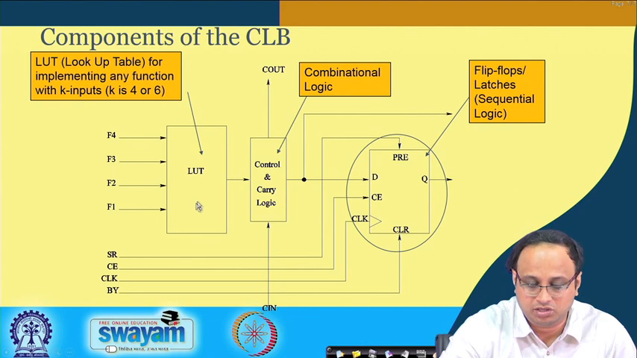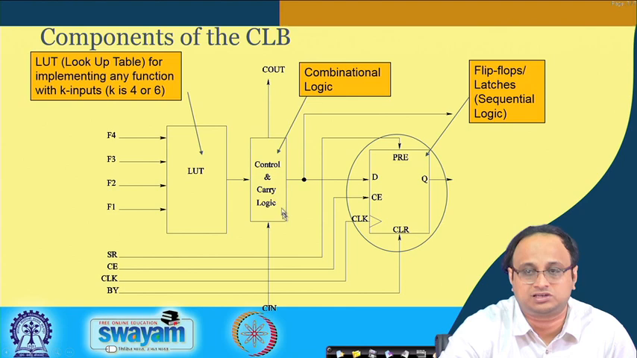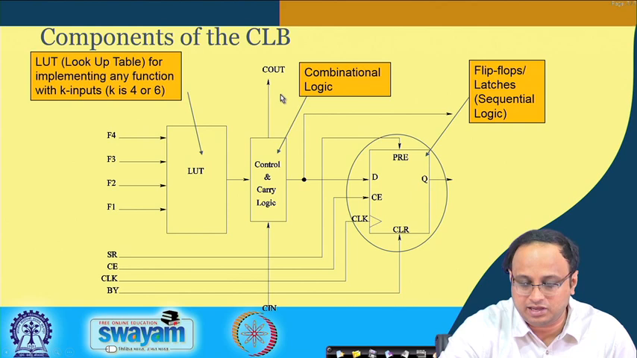Apart from this, there is also a control and carry logic, which is a combinational block, often a fast carry chain. This fast carry chain essentially is used to pass on your input carry to the output. So now what you can do is pass this input carry and calculate the output, and from there you will get a fast carry chain.